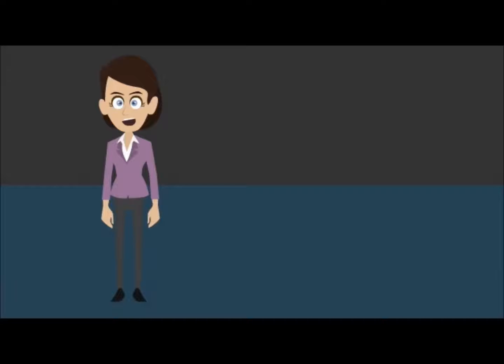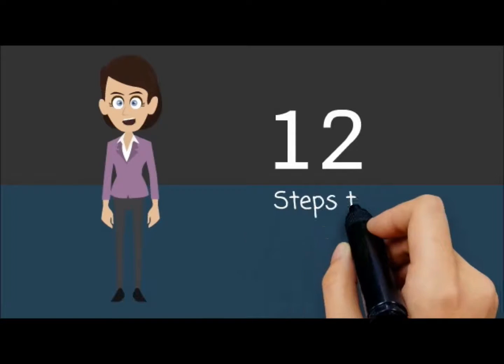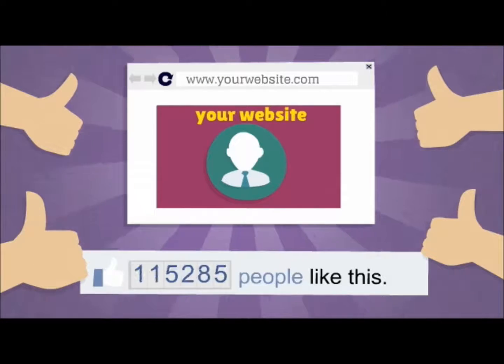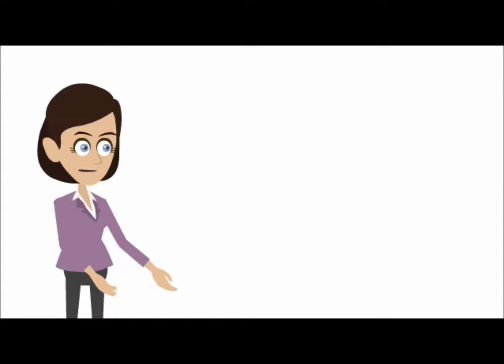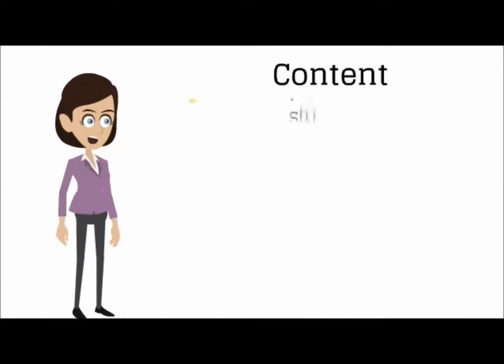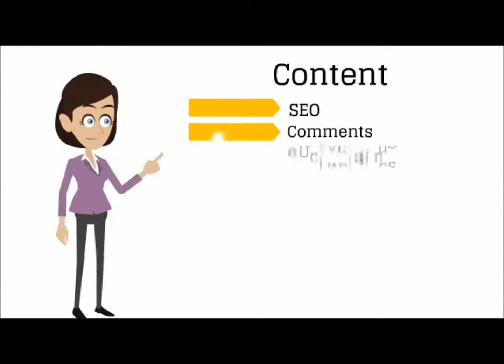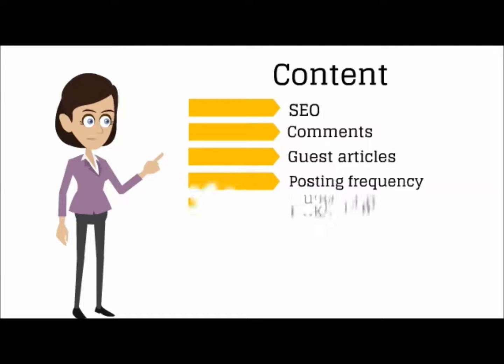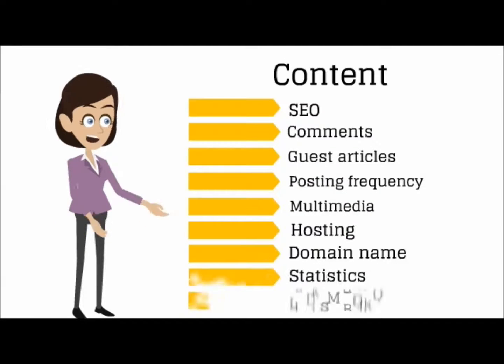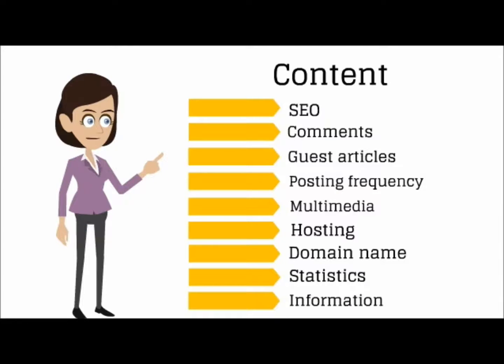The first thing we are going to talk about in this video is 12 steps to on-page SEO. Make sure that your posts have the highest possible ranking factors when Google takes a look at it, to determine if it's relevant for search. These steps can be divided into content, promotion and design, in which content includes SEO, comments, guest articles, posting frequency, multimedia, hosting, domain name, statistics, and information.